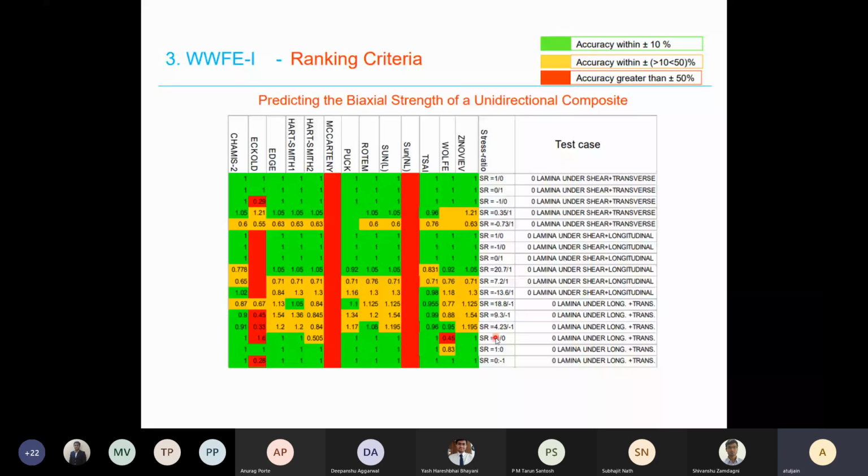Green means the model predicted correctly. Red means it is wrong by more than 50%. Orange is 10 to 50%. So for a simple case, unidirectional composite subjected to biaxial loading, there are many models which are accurate. Especially if it is 1 by 0 or 0 by 1, meaning uniaxial loading, there are many models which are quite accurate. But as you increase the biaxial strength, for some biaxial loading, none of the models were accurate.